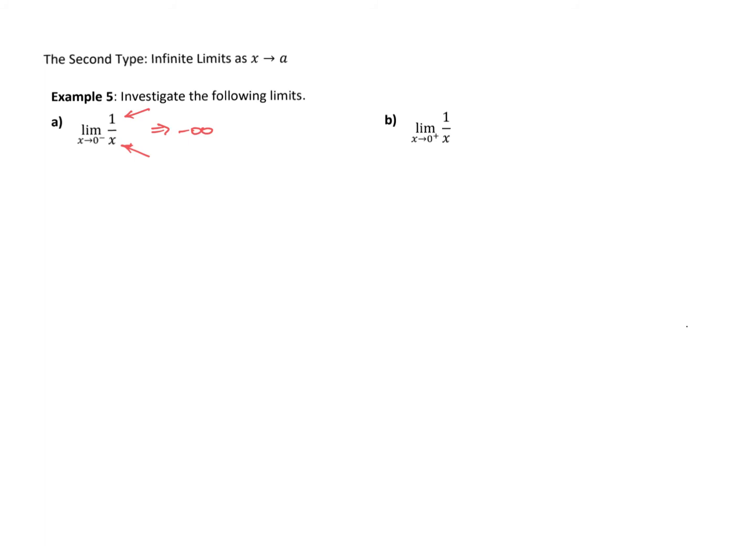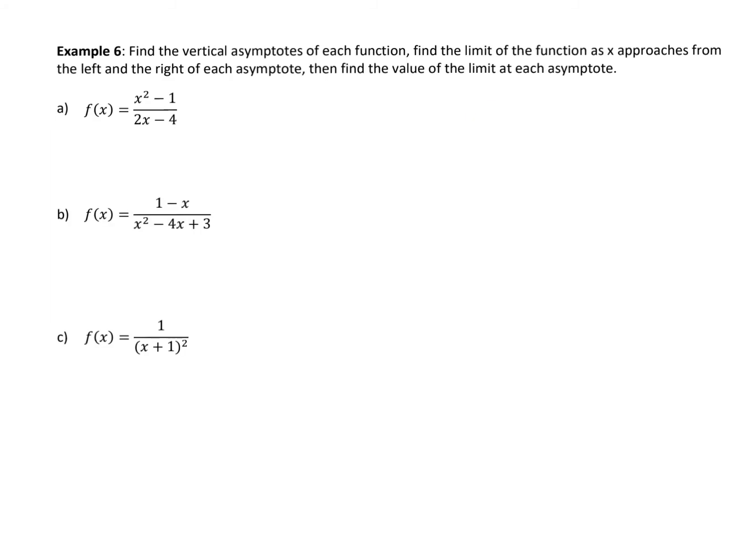All right, let's look at part B. So now what do I have going on up top? A positive number. And if I go from 0 from the right, it's over a really small what? Positive. So a positive over a positive is a positive infinity. Because it's a positive number over a really small positive, that's going to be positive infinity. Pretty good? All right, put that into practice now.